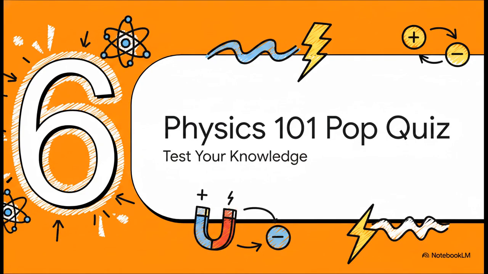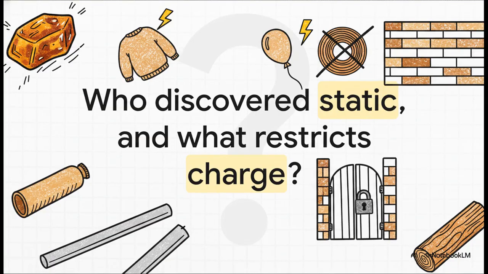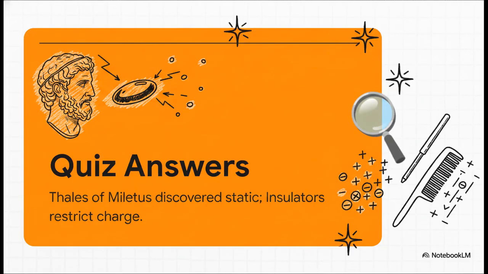And finally, Section 6, our Physics 101 pop quiz. Let's see how well you've absorbed today's foundational lecture. I have two quick questions for you. First, who first observed frictional electricity way back in 600 BC? And second, based on our material definitions, what specific type of material heavily restricts the movement of charge? Take a second to think back to our historical timeline. Let's see how you did.